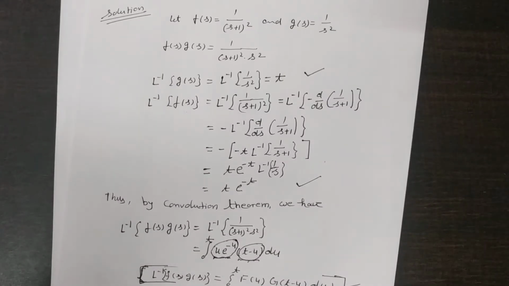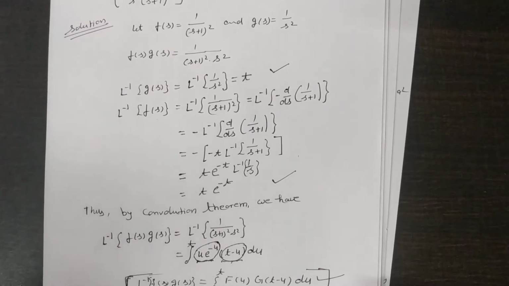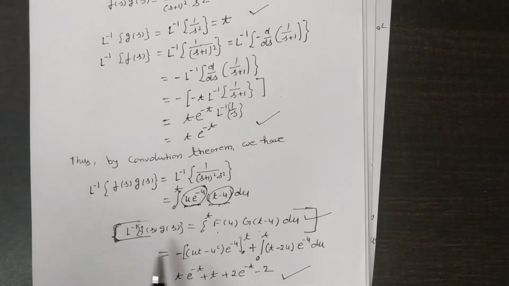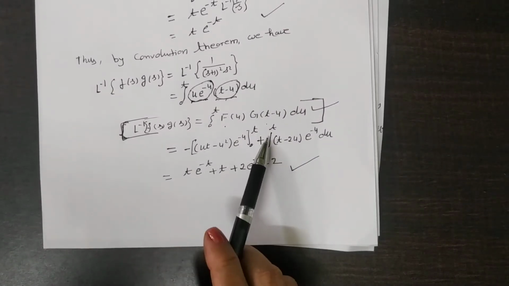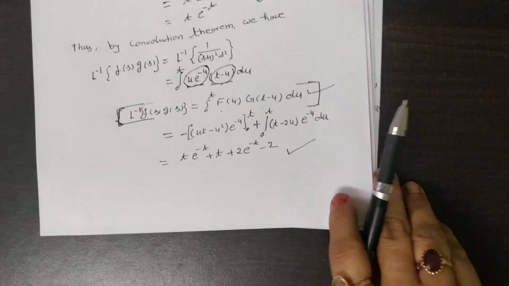This is a question for the convolution theorem. So many questions you can solve by this one. Here you only apply this one, F of s and G of s. F of s and G of s is equal to this one. Then you get the F of s and G of s, and now you can apply and solve.